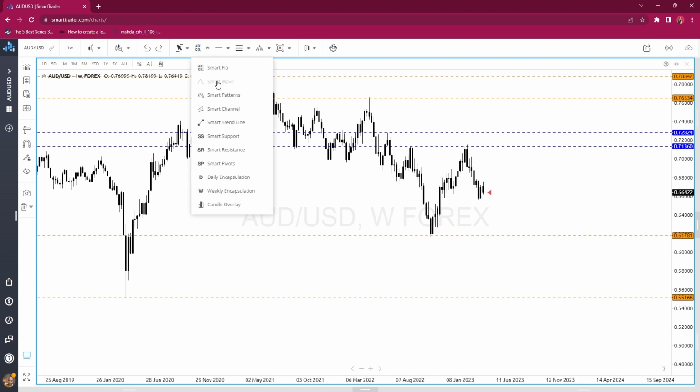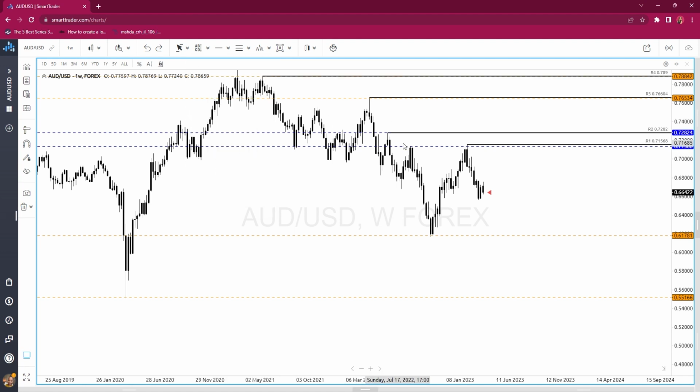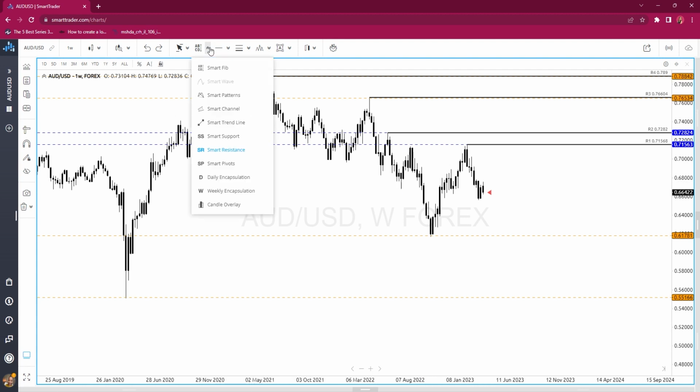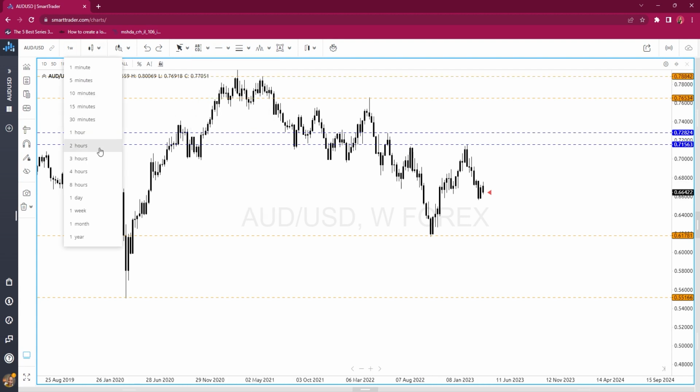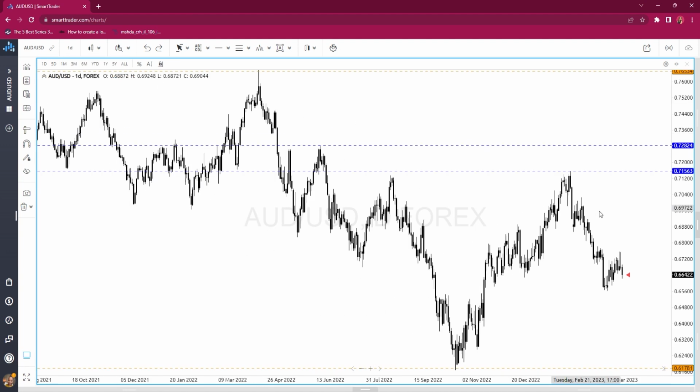I'm going to turn on smart resistance. Yep. So the levels that we chose for resistance are there. I'm going to move this up just a little bit. And then I'm going to turn this off. Now I'm going to go down to the daily and do the same thing.